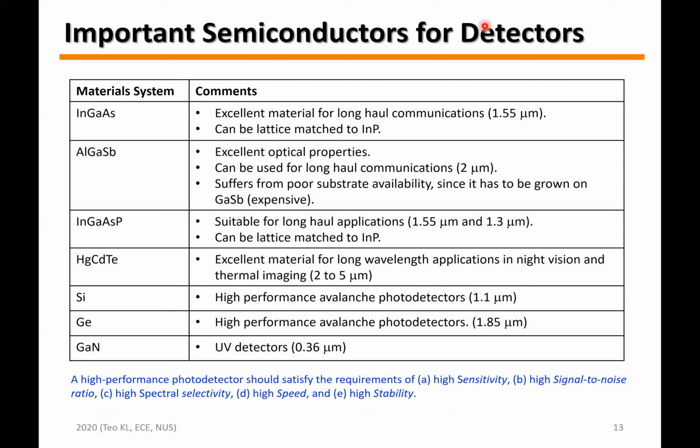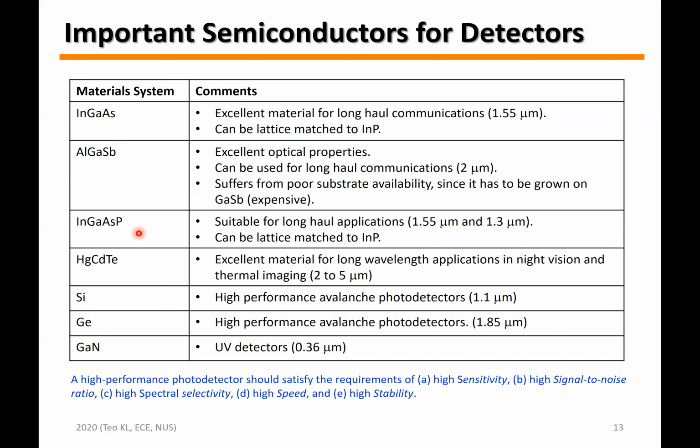Important semiconductors for detectors: indium gallium arsenide ternary alloy is excellent for long-haul communication at 1.55 micron, and you can find a substrate, indium phosphide, that can be lattice matched. For an even longer wavelength of 2 micron, we can use aluminum gallium antimonide. But it's not easy to grow because there are not many available substrates with lattice matching. One of them is gallium antimonide, but it's a very expensive wafer to produce.